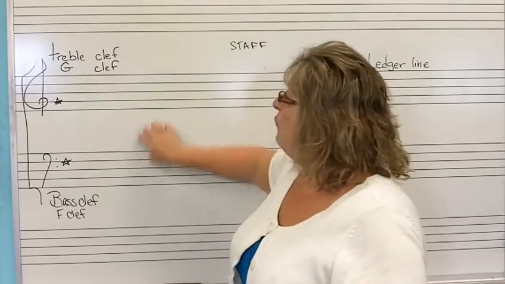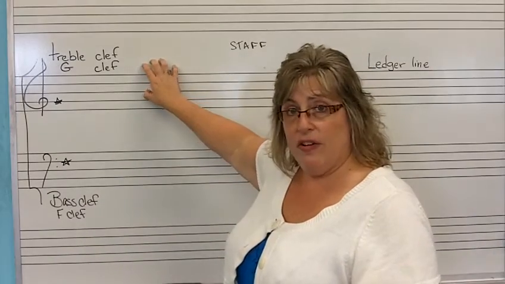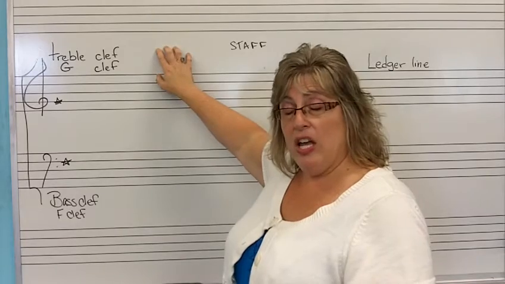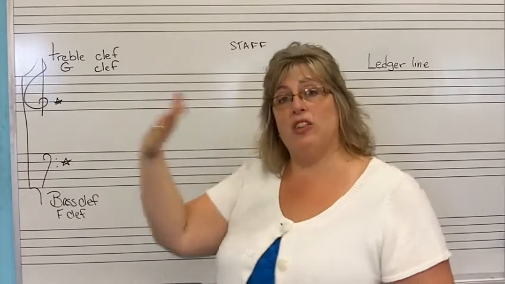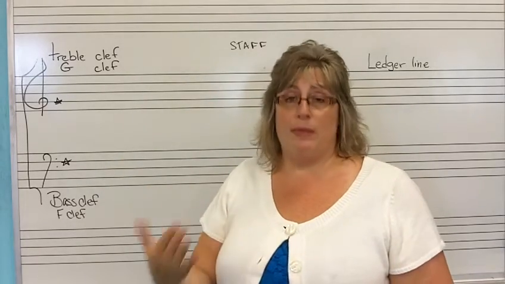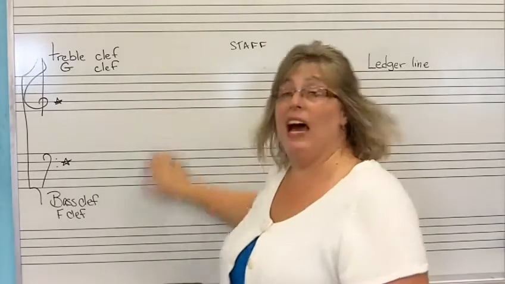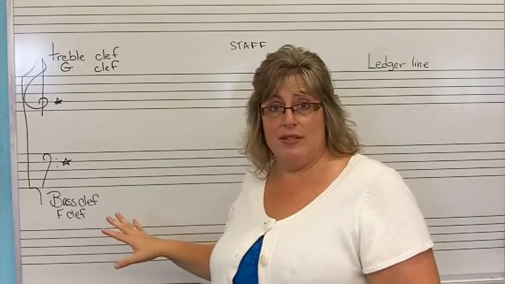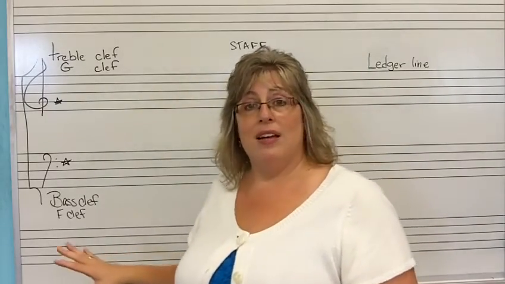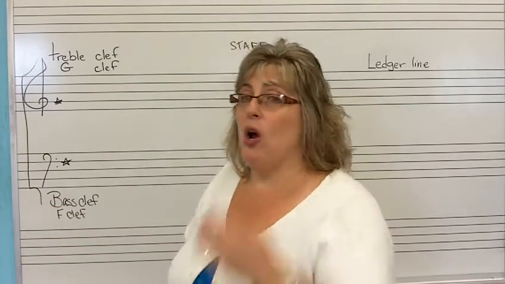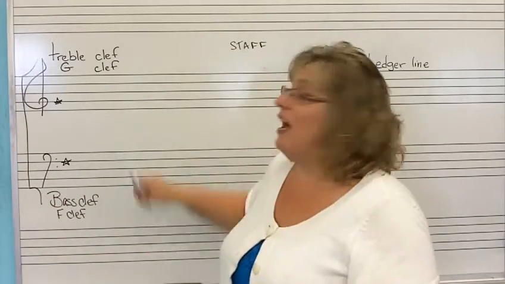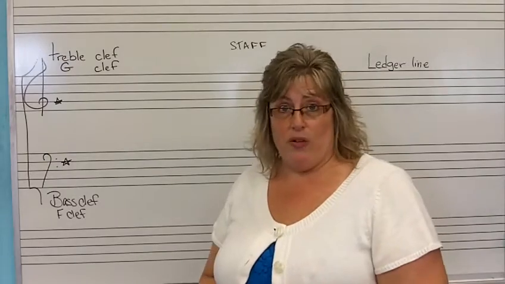If you go forward in the staff, up the staff like a ladder, you're going ahead in the musical alphabet, A, B, C, D, E, F, G, A, B, C, D, E, F, G. If you're going down the staff or backwards, you're going backwards in the alphabet. So you have G, F, E, D, C, and so forth.